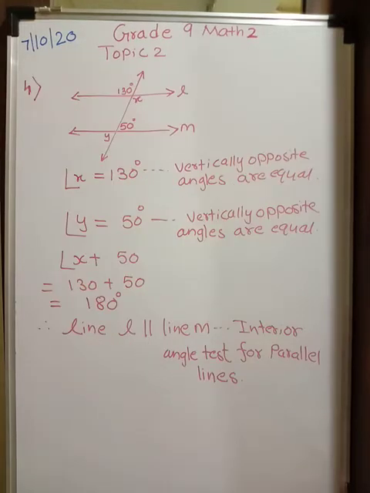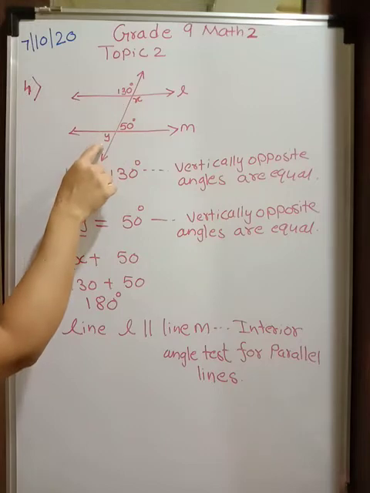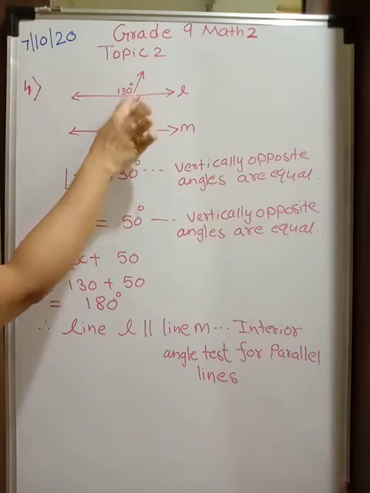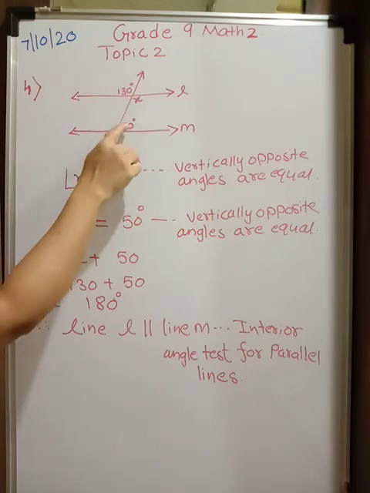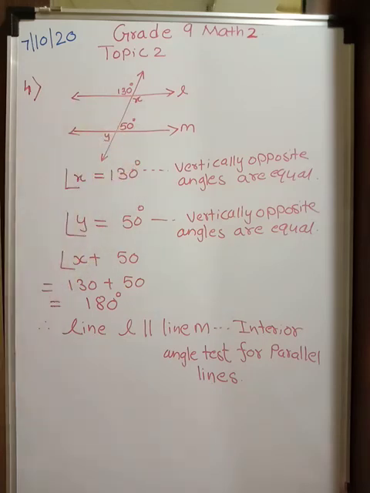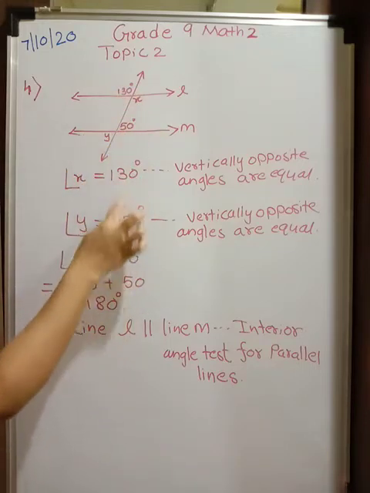Now this is your fourth question. This is the diagram. They have asked us to find angles X and Y. Now see students, X and 130 are vertically opposite. Similarly, Y and 50 are vertically opposite. And we know that vertically opposite angles are equal. And therefore, X will be 130 and Y will be 50. That is what we have found out over here.